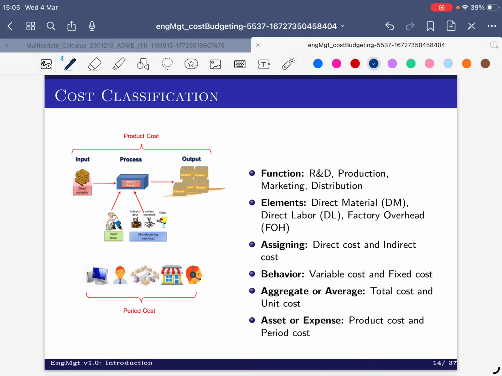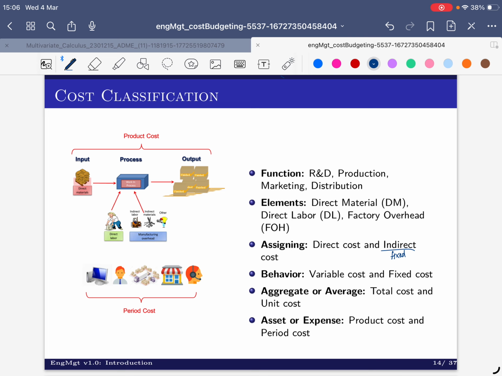relating to this. And of course, sometimes we will see that certain costs are direct, meaning that the more you produce, that cost increases over time. For indirect, it is some kind of fixed. It's not directly related to items of the products. Sometimes the behavior is the same. And we also look at the expense.